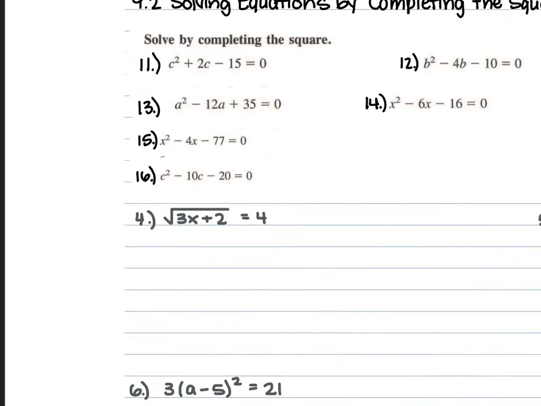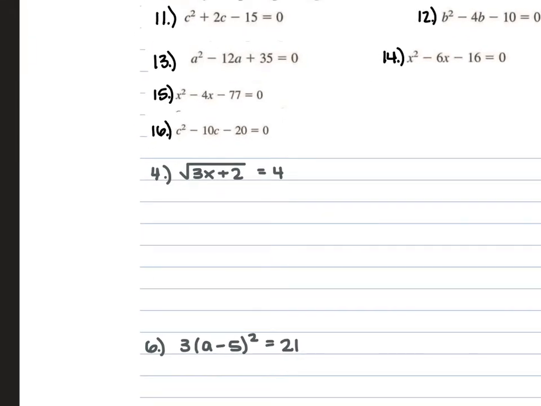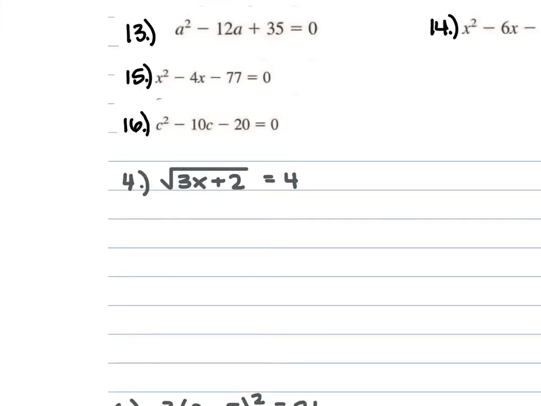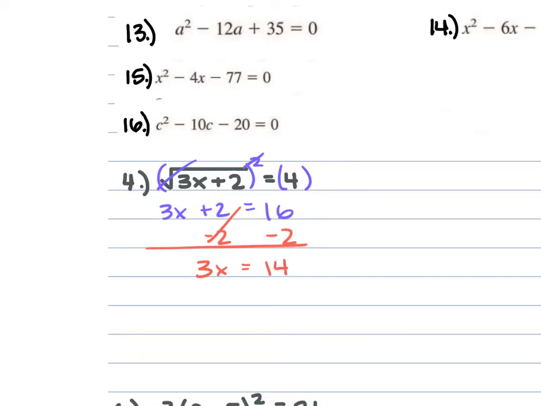For 4, we have the square root of 3x plus 2 is equal to 4. So we're first going to square both sides to get rid of that radical. So we have 3x plus 2 is equal to 16. From there, we're going to subtract 2 from each side. So we have 3x is equal to 14. And then we divide by 3 and get that x is equal to 14 over 3.